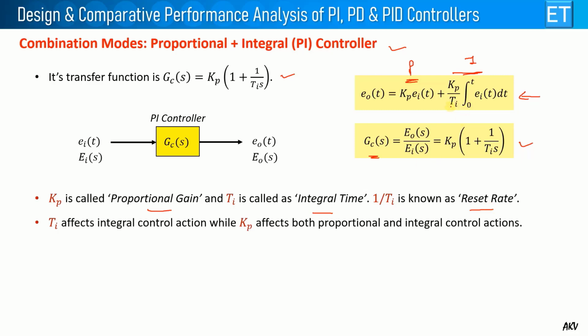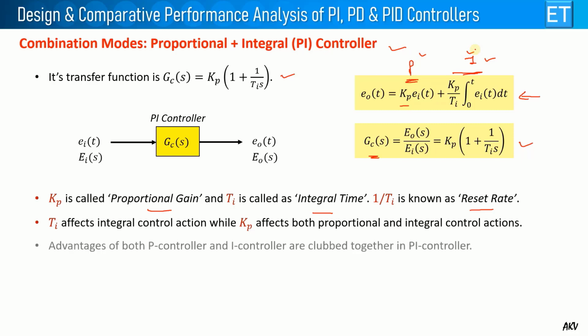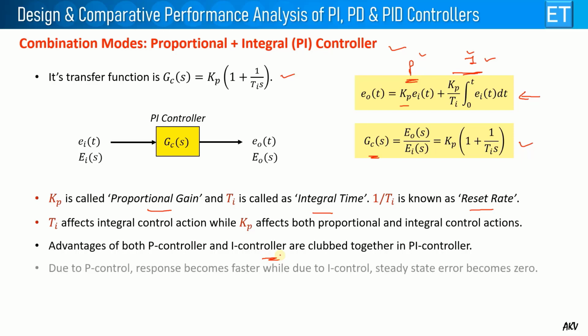So here you can see that T_I affects the integral action while K_P affects both, because K_P is present in the P action as well as in the I action. And obviously the advantages of both P and I controllers are clubbed together. As we have seen, due to the P controller the system response becomes faster, while due to the I controller the steady state error becomes 0. So we are getting the advantages of both. The disadvantage of the P controller, that it cannot handle the ESS and also gives offset, is removed by the I controller. So disadvantages are eliminated while we have the advantages in hand.